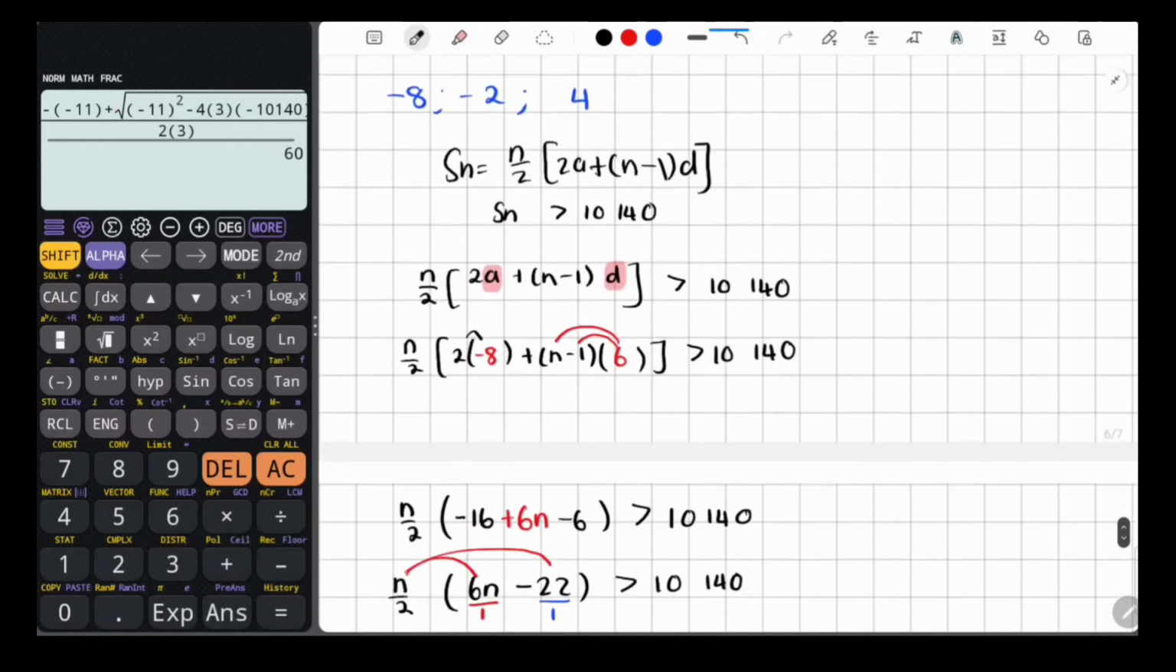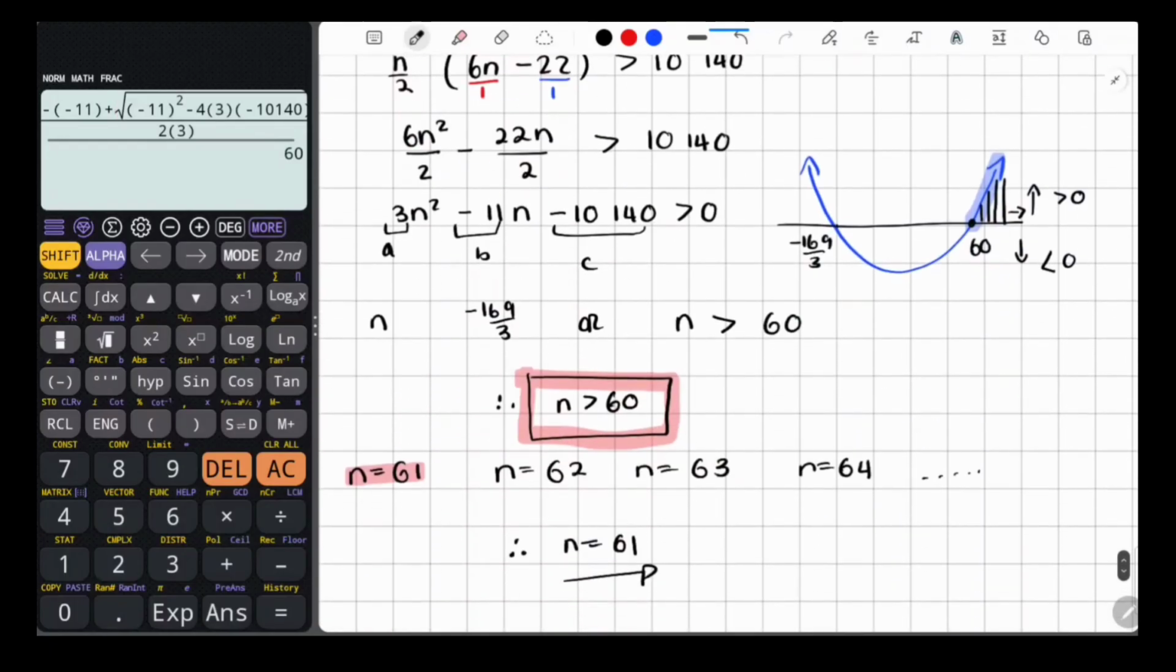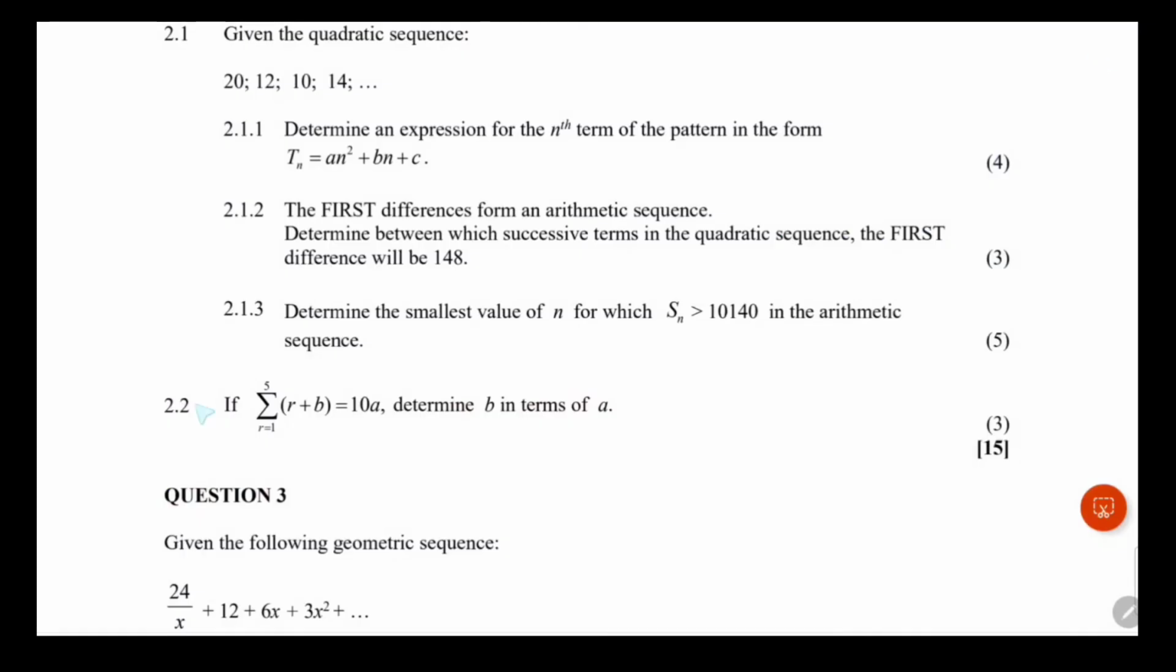Okay, so that is 2.1.3 done. We're moving on to the next question. So our next question, 2.2: if we have the sum of r plus b is equal to 10a, so they're already telling us what that sum is equal to, starting where r is equal to 1 and ending where r is equal to 5, we have to determine b in terms of a.